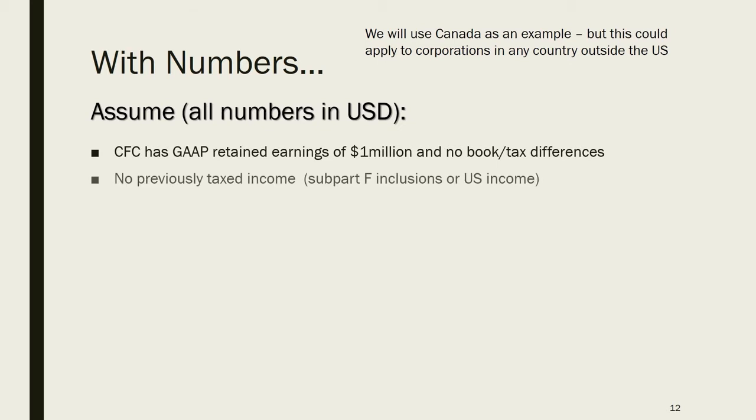So we start with $1 million. No previously taxed income, because remember, we get to deduct the previously taxed income, the Subpart F inclusions or U.S. income from that retained earnings to figure out what's taxable. We're assuming cash and marketable securities valued at $800,000. If we've got a corporation that's been accumulating investments, it could easily be a much higher percentage.